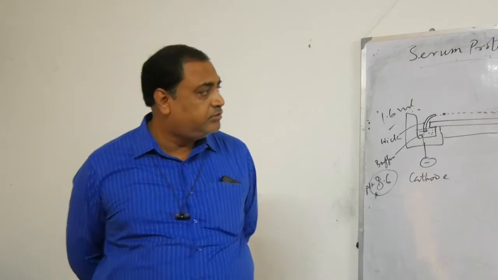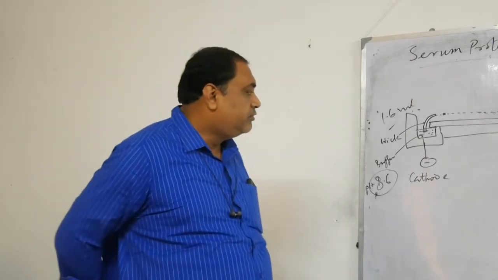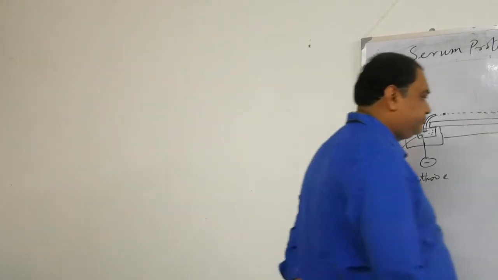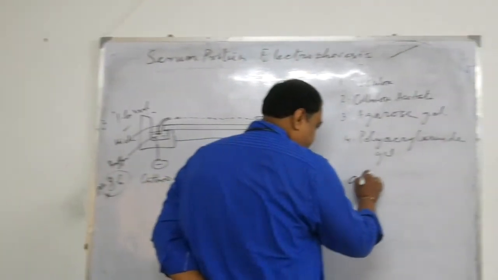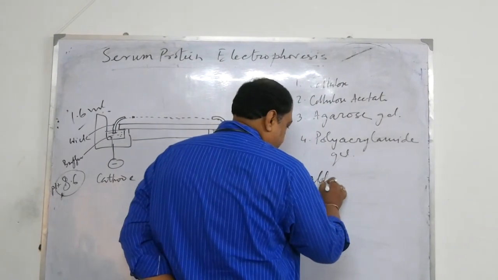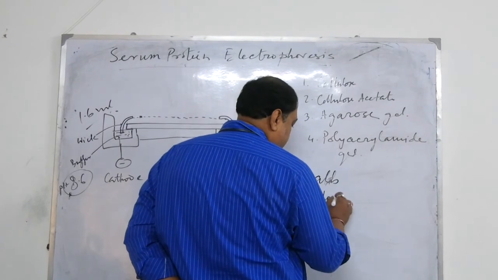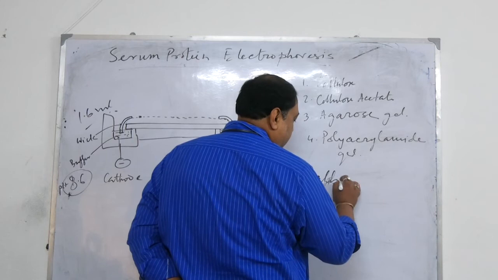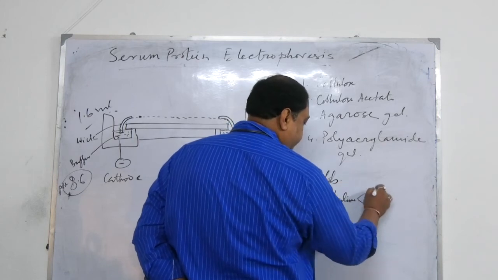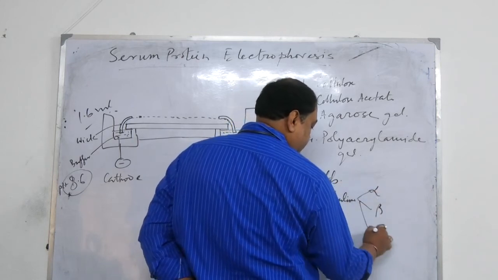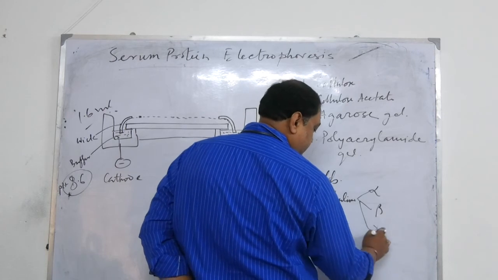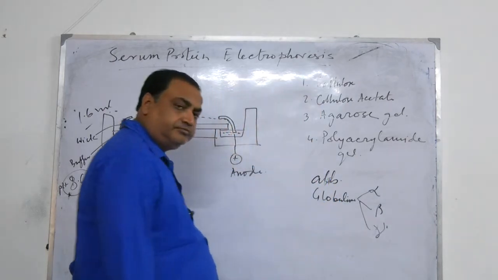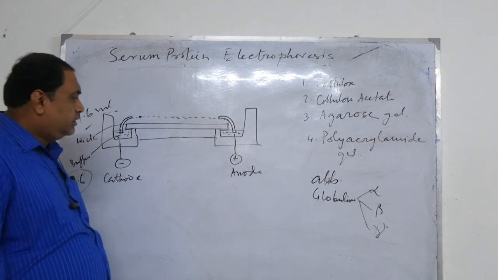Now when we use the serum for electrophoresis, what are the different components? Albumin and globulin. Globulins are of three types. Correct?